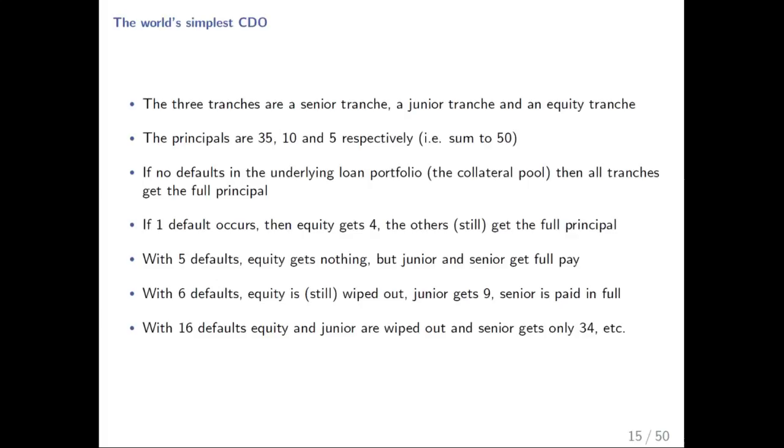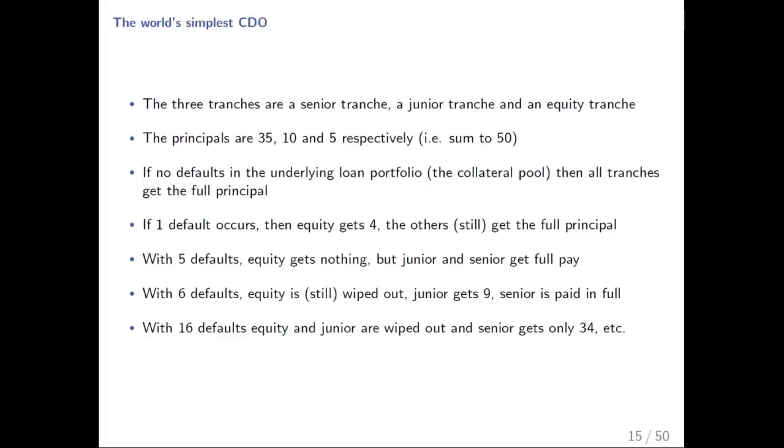Okay, so this is this cascade thing that you might have seen, right? That the water flows down the tranches. The water is flowing out of the equity tranche, and when 5 drops of water have fallen out, the equity tranche is wiped out. With 6 defaults, equity is wiped out, and we start to draw from the junior tranche. Okay? So with 6, we lose 9, but senior is still fully paid off. With 16 defaults, which is 10 plus 5, we lose 1 from the equity tranche.